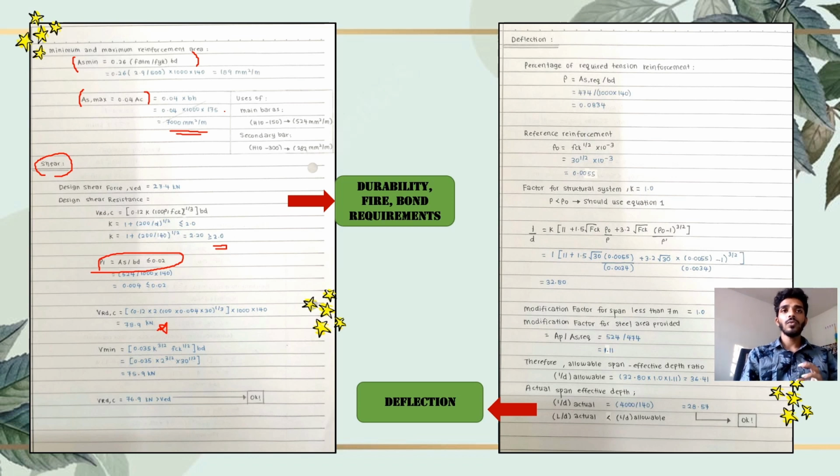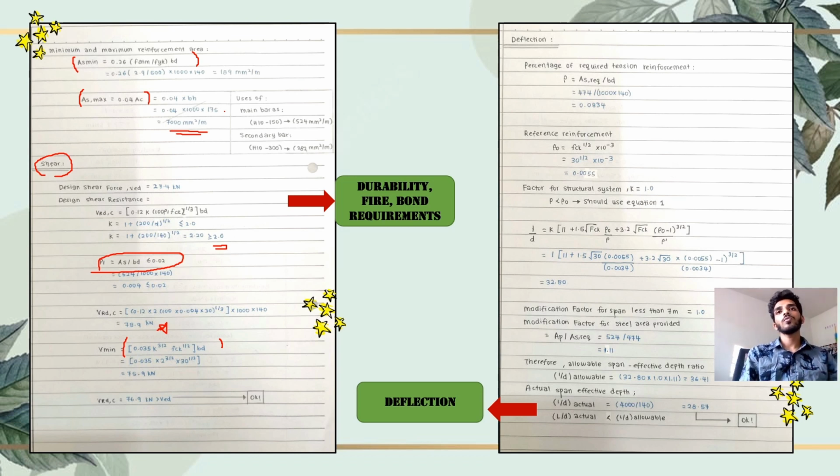So now we can see what the Vmin is. For Vmin we will be using the specific formula 2, which is 0.035 k to the power of 3 over 2, fck to the power of 1 over 2, bd. We're going to insert each and every calculation number into this formula, which can be represented as 0.035 times 2 to the power of 3 over 2 times 30 to the power of 1 over 2. The answer we will get for VRD,c will be 76.9 kilonewton, which is more than VED, so the statement can be concluded as okay. So that is for the part of shear.